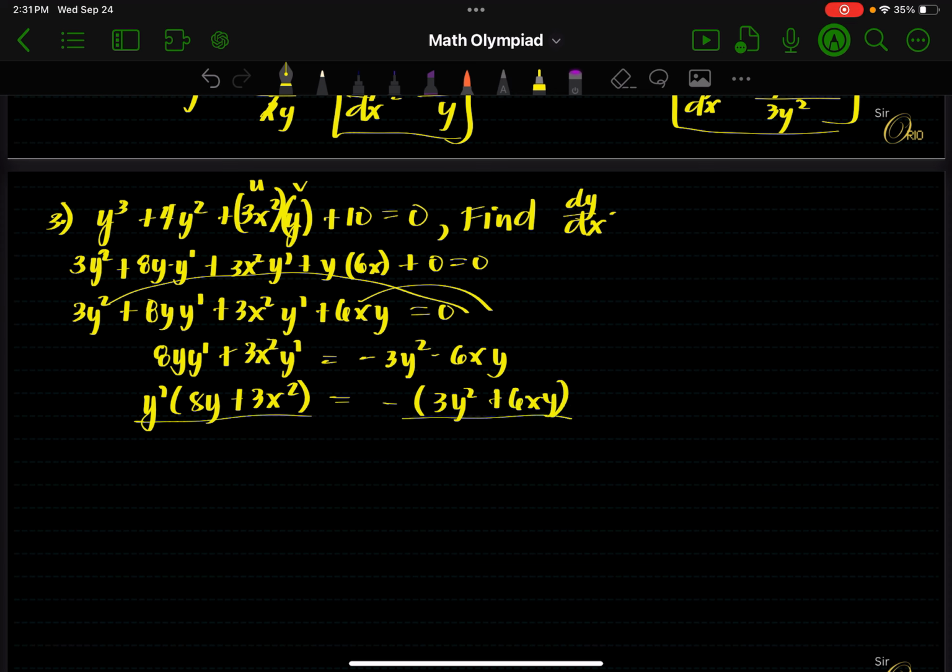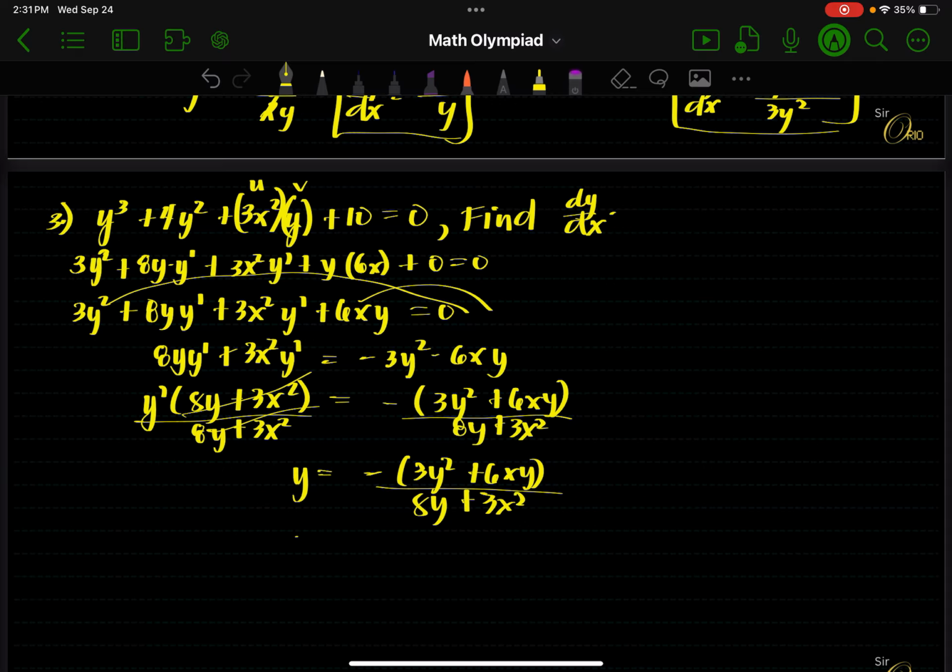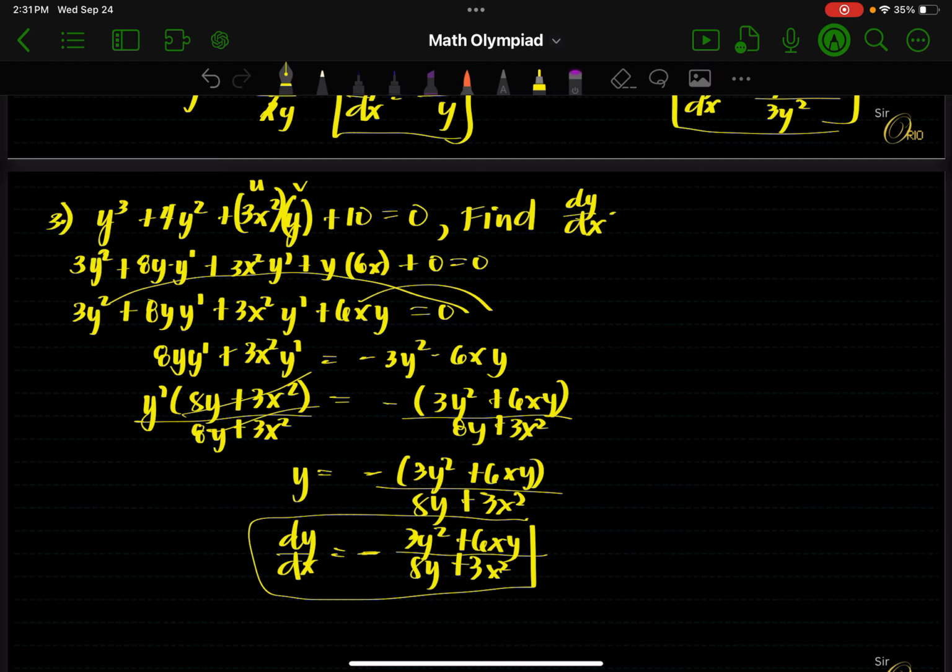Divide both sides by 8y plus 3x squared. So cancel. So y prime is equal to the negative quantity of 3y squared plus 6xy all over 8y plus 3x squared, or our dy over dx is negative of 3y squared plus 6xy over 8y plus 3x squared. And this is the dy over dx of the equation.